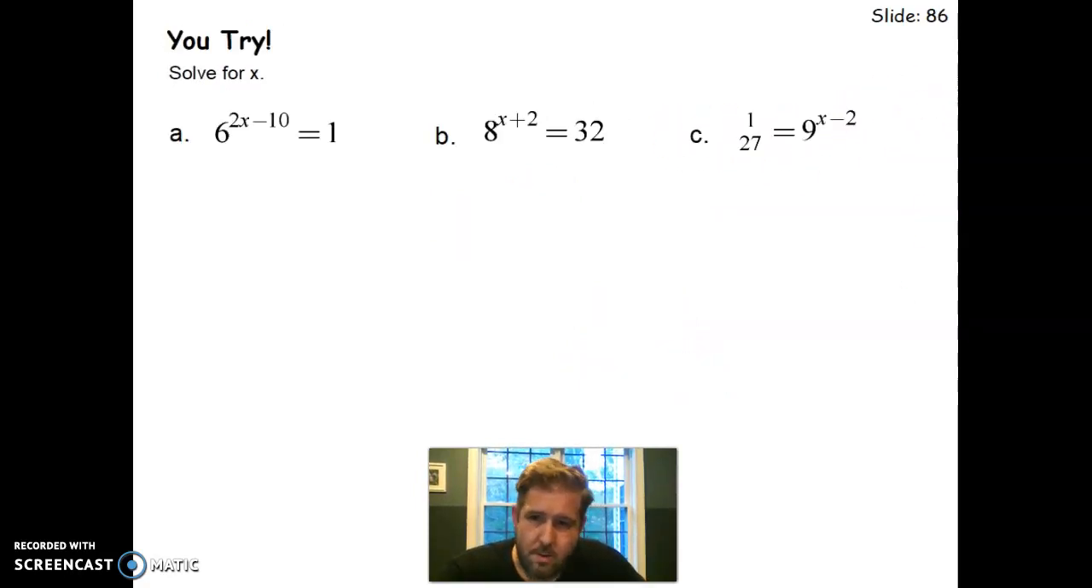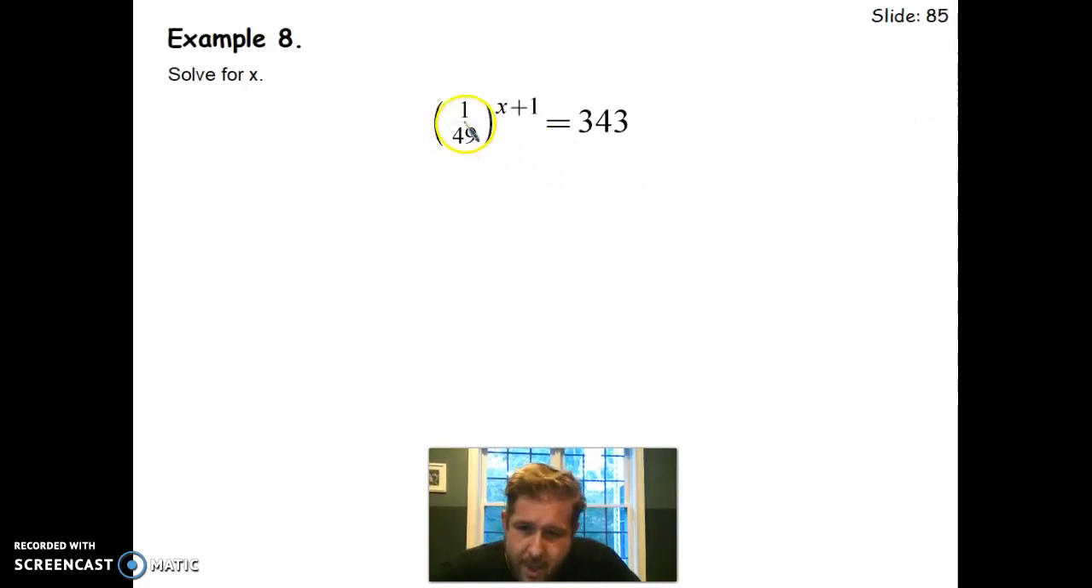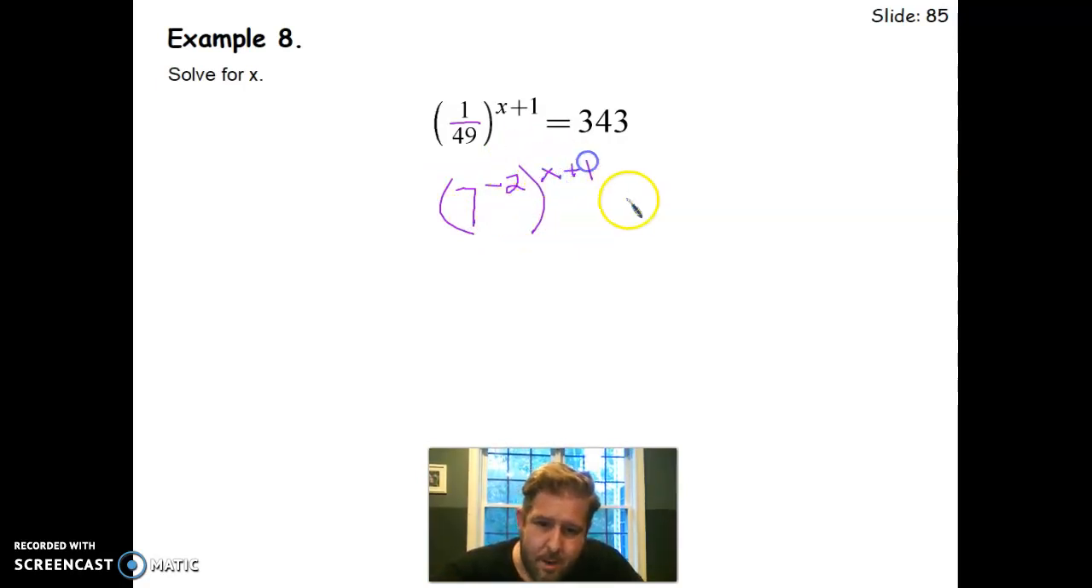All right, so one more example, and that'll be it for this one. So 1/49 is 7 to the negative second, because 7 to the second power is 49, and it's negative because it's been flipped. 343 is 7 to the, let's see, 7 times 49 is 343. So there we go. So it's 7 to the third.